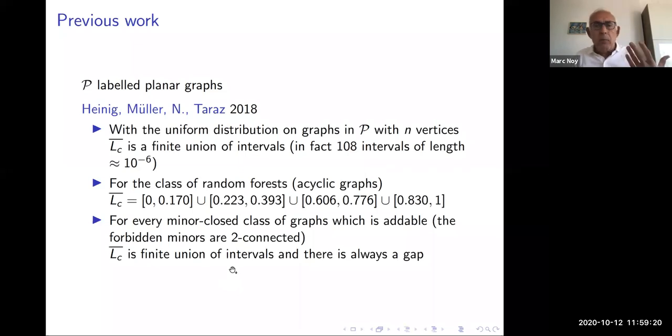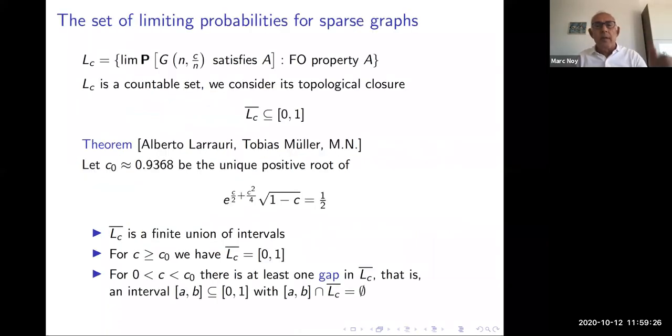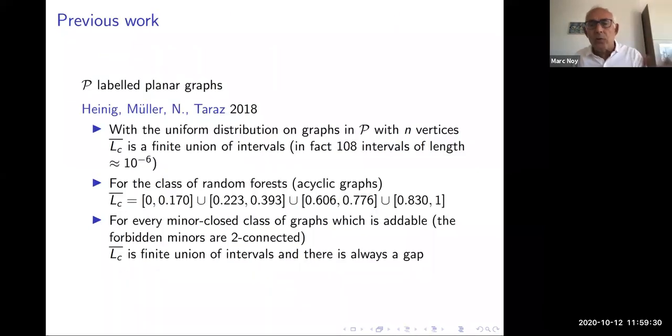So our starting point was: we have seen this phenomenon, and we know some techniques to prove these kinds of results. What happens in this sparse class? Because minor-closed classes are sparse, they have at most a linear number of edges. So this was the motivation.